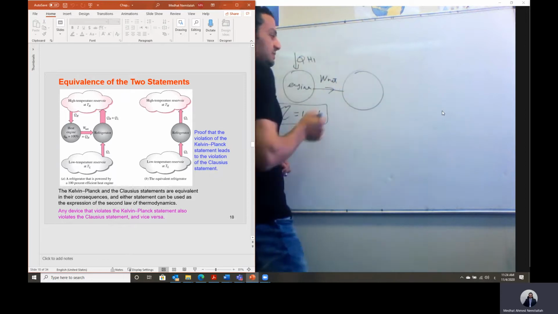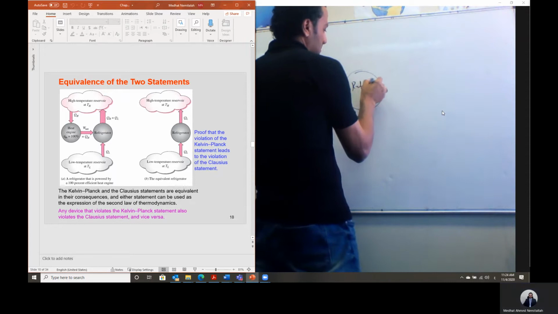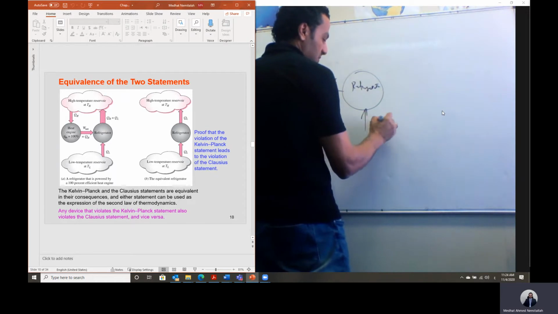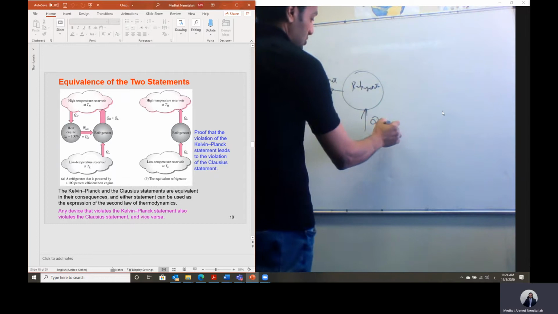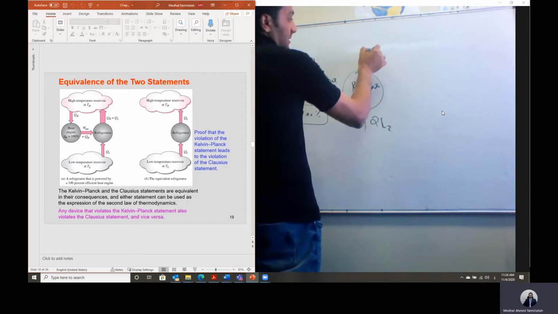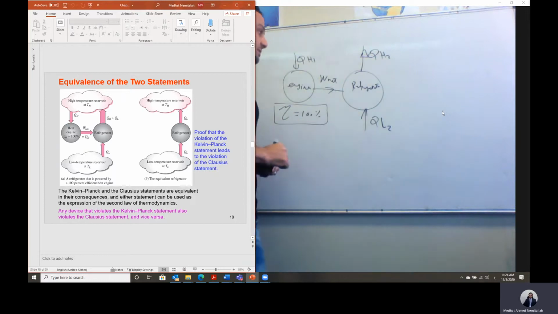Let's say the work output of this engine will be driving a refrigerator. So we have a refrigeration system that takes Q low, let's say this is Q low 2, and rejects heat at high temperature. Let's say this is Q high 2.